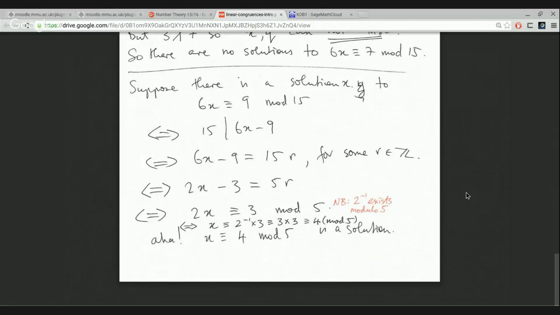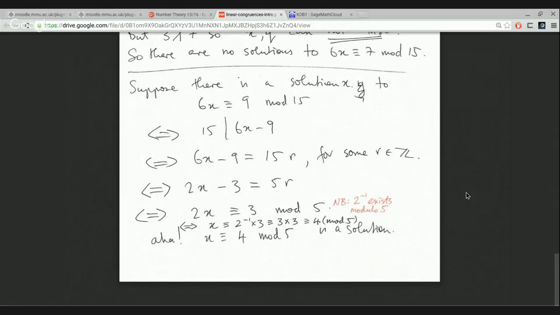How do we get a 4? Well, the 4 came out here, x being congruent to 4 modulo 5. So we start off with 6x congruent to 9 modulo 15. You can then divide across by 3. This is equivalent to 2x being congruent to 3 modulo 5. And then 2 is invertible modulo 5. So multiply both sides by 3.